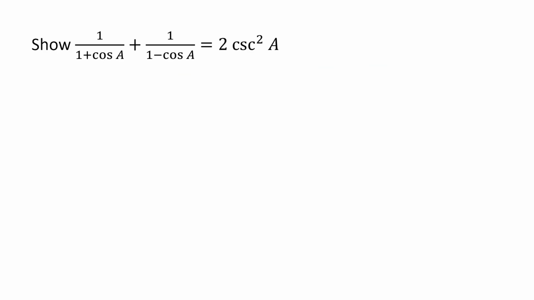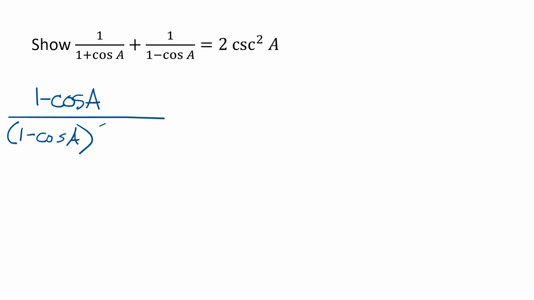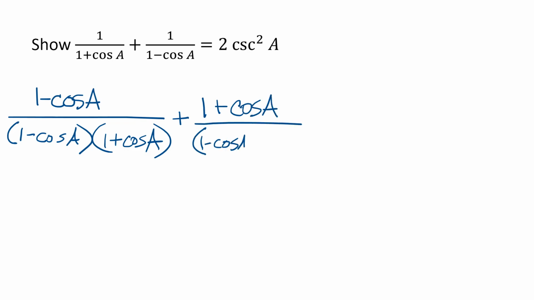All right, for this one, I am going to rewrite the left side with a common denominator. So on the left side, I want to have a common denominator of 1 plus cosine A times 1 minus cosine A. So to do that, I'm going to have to multiply that first fraction by 1 minus cosine A over 1 minus cosine A. And the second fraction, I'll have to multiply top and bottom by 1 plus cosine A. So I'm just getting a common denominator on the left side of this thing.